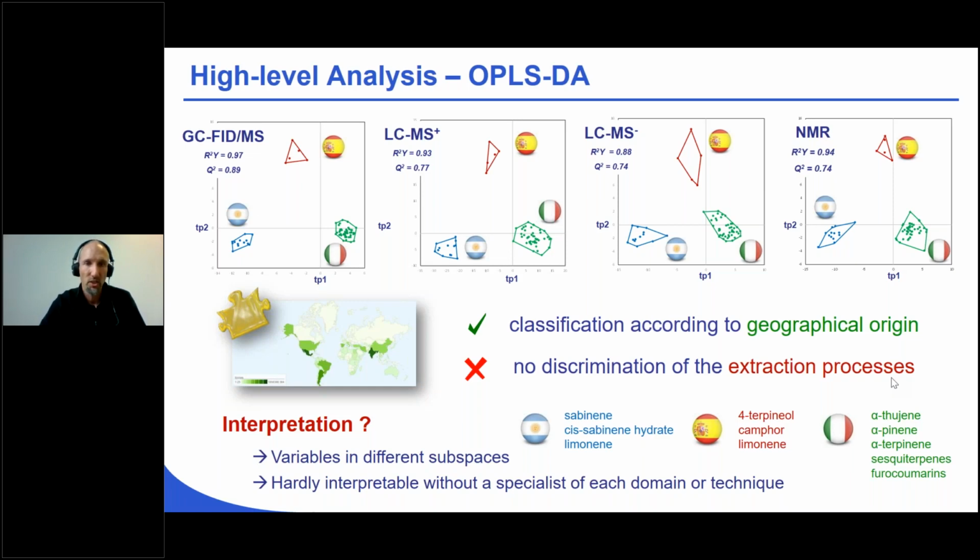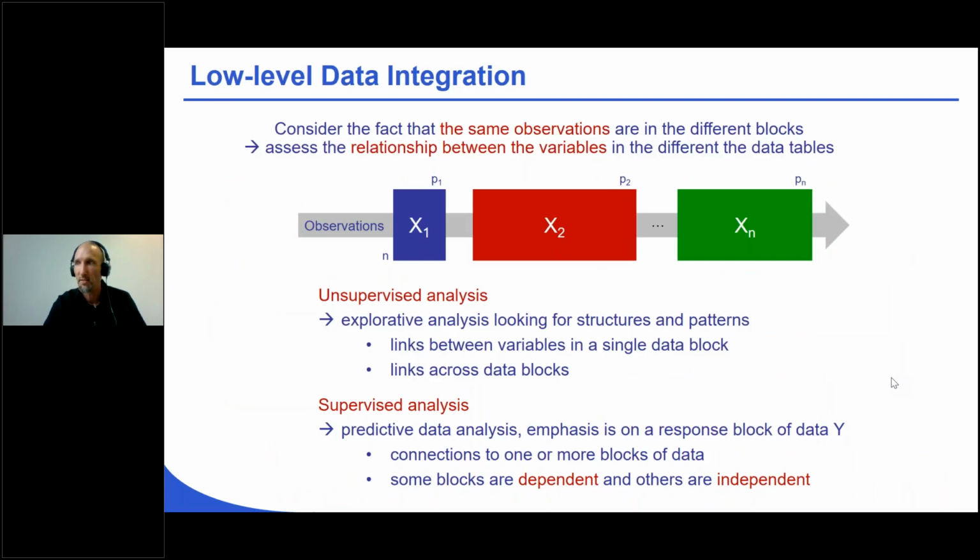So the next step, as you can imagine, was to try to integrate this data at the data level with this collection of data matrices and to take advantage of the relationships of the different data matrices that were linked through their observation mode. And with this kind of data structure, you can use different modeling strategies, either unsupervised or supervised, depending on the aim of your approach. And in our case, of course, the idea was to discriminate between the extraction processes, so we used the supervised approach.